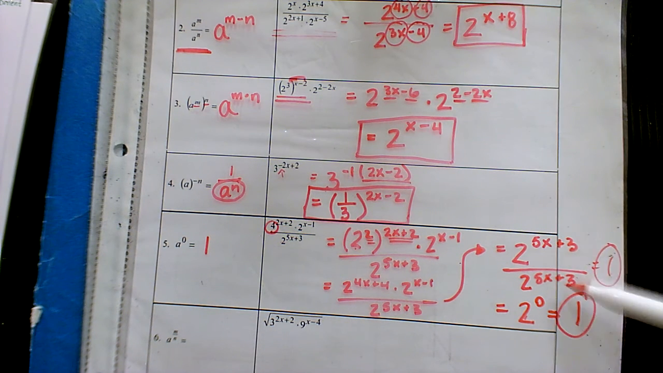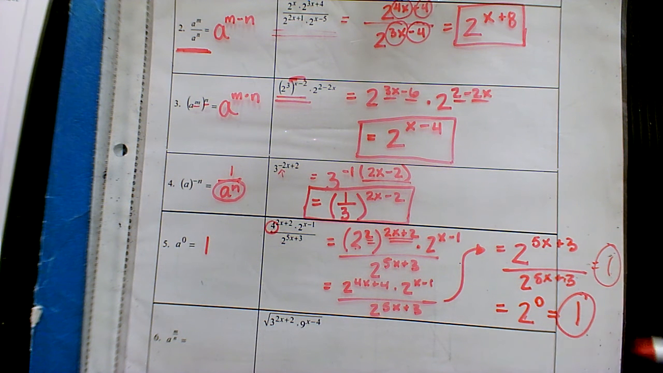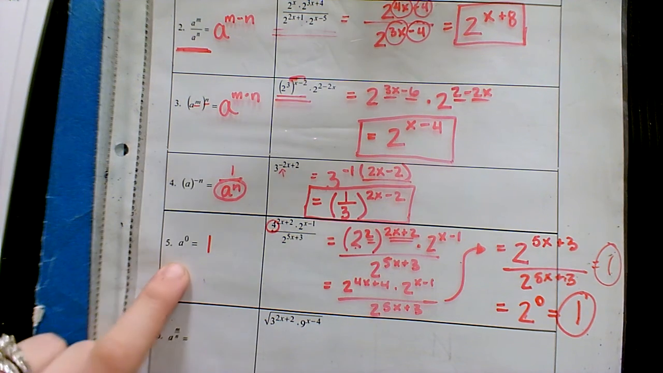So you might be able to reason through it here that something's being divided by itself, but just in case you don't notice that, you can use a property to get that power to be 0. Anything to the 0 power is 1.